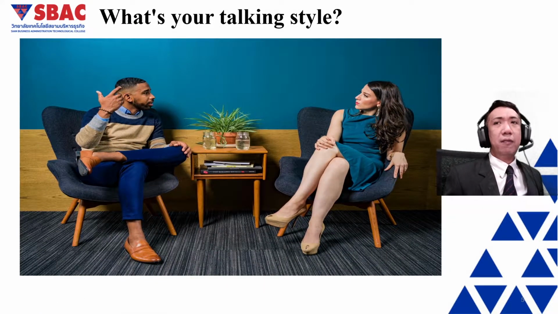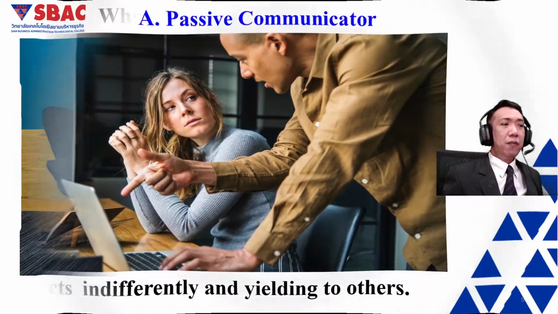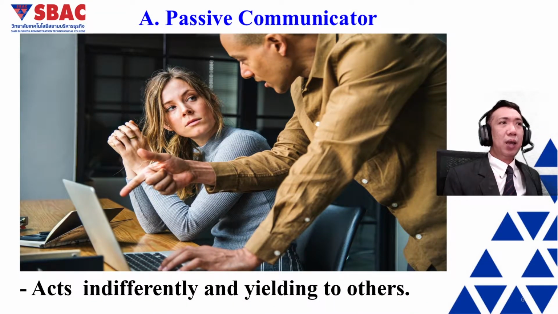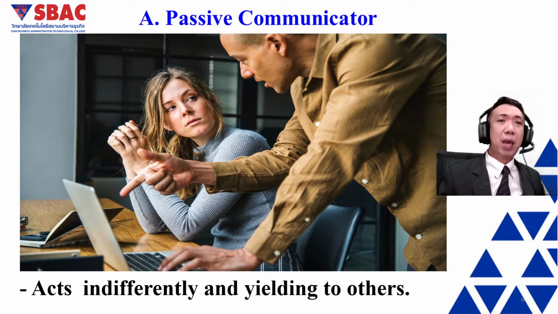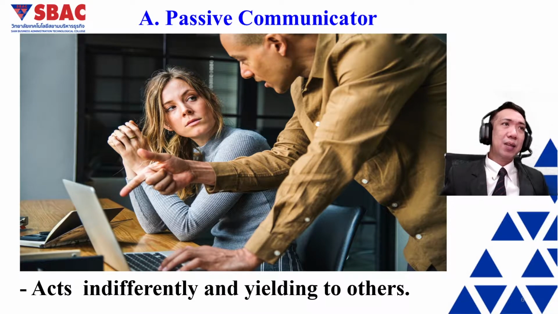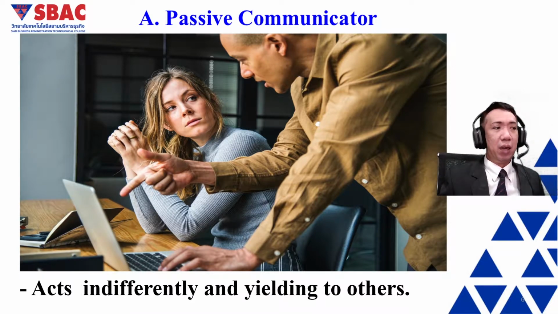Now, there are different types of communicators, the way they talk, the way they stand, the way they move, or the way they communicate to people. So the first one that we need to learn is how do these people communicate? Because there are a variety of types of people that we will encounter over the internet. So first, some are passive communicators.